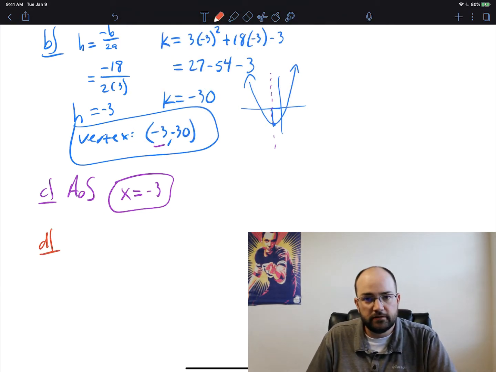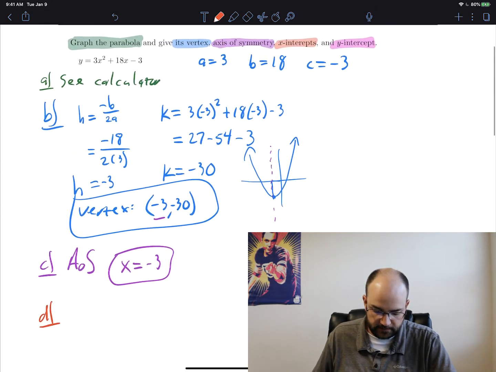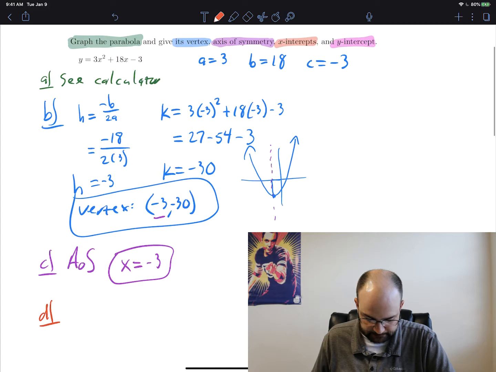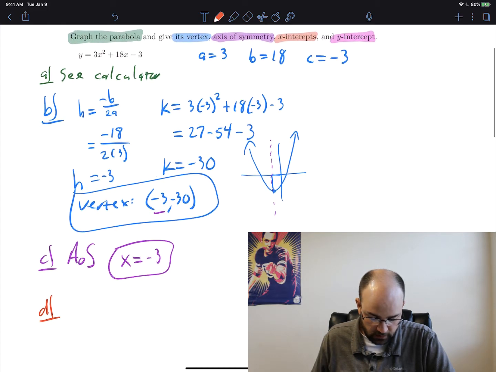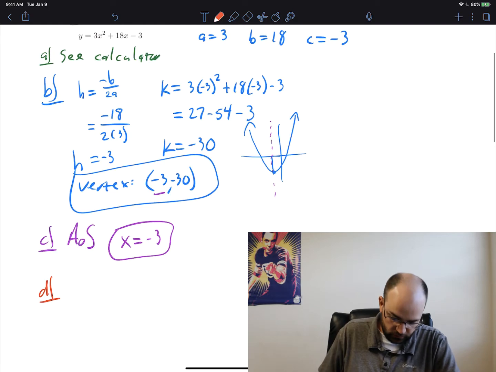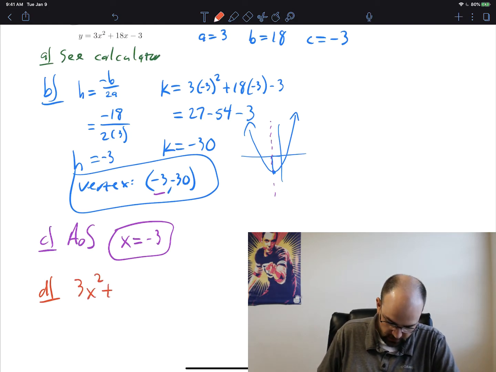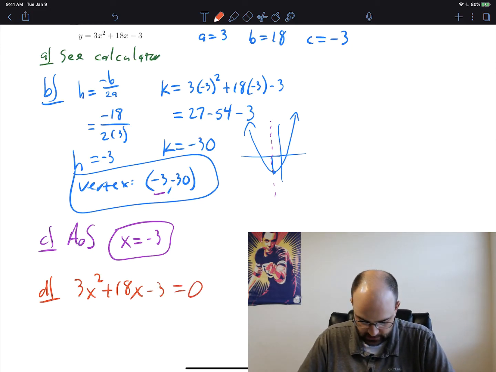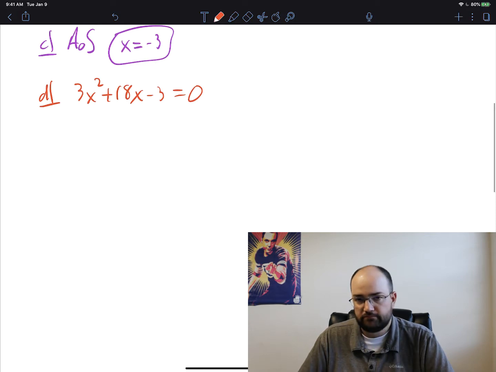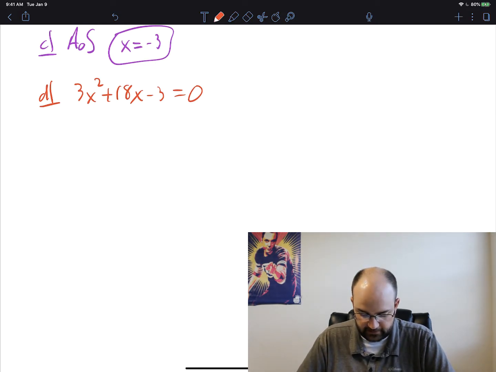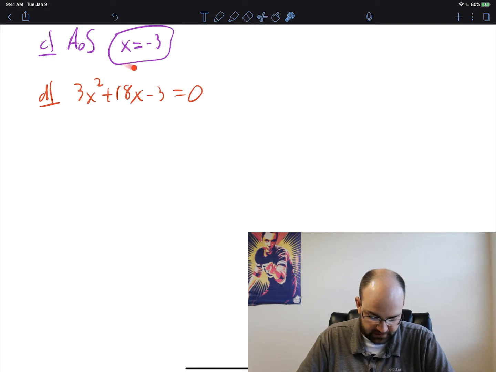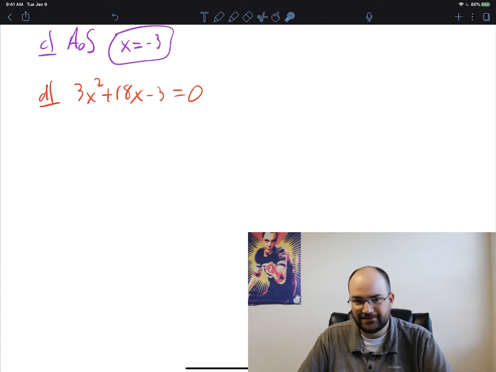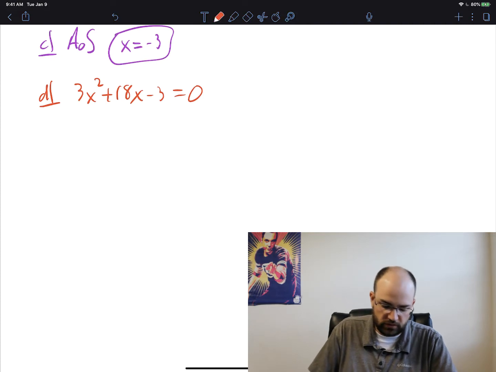Now let's look at letter D. Letter D is to find the x-intercepts. So, to do so, we have to set the function equal to 0, which we have 3x squared plus 18x minus 3 equal to 0. And here's the thing. We probably can't factor this, because even if I bring this 3 over here, that makes 9. Nothing multiplies to 9 and has a difference of 18. It just doesn't work. So I can't factor this. That means I must use the quadratic formula.